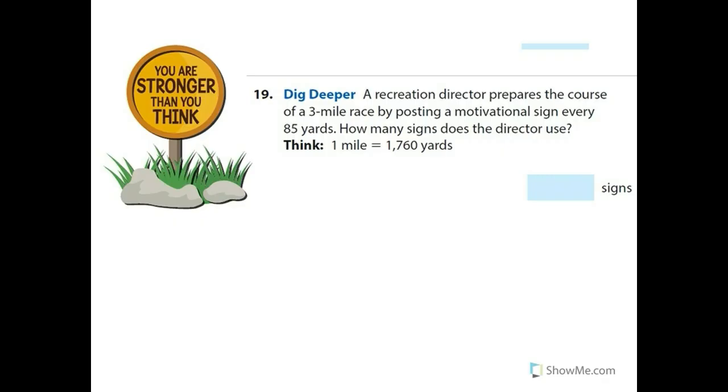A recreation director prepares the course of a 3-mile race by posting a motivational sign every 85 yards. How many signs does the director use? Did you divide 1,760 by 85? If you did, you're incorrect. What? That's 1 mile. It's a 3-mile race.